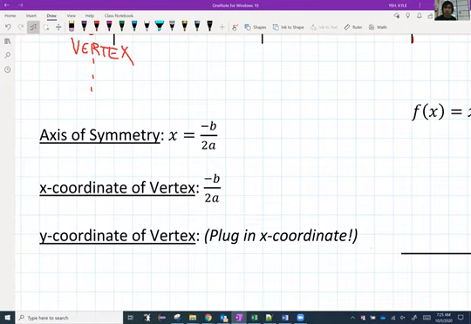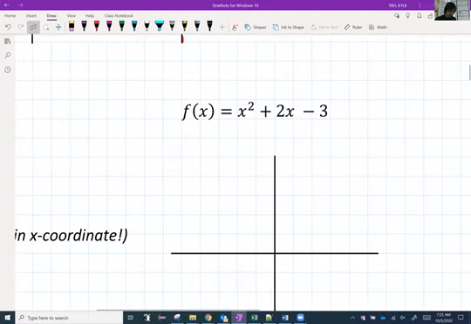And then how do you get the y coordinate of a vertex? Well, once you know the x coordinate, you can just plug it into your function. If the x coordinate is 7, find f of 7, and that'll give you the y coordinate. If the x coordinate of the vertex is negative 4, find f of negative 4, and that'll give you the y coordinate of the vertex. So make sure you got those down because you're going to be using those on literally every problem today. Pause the video if you need to, and then let's get to some examples.